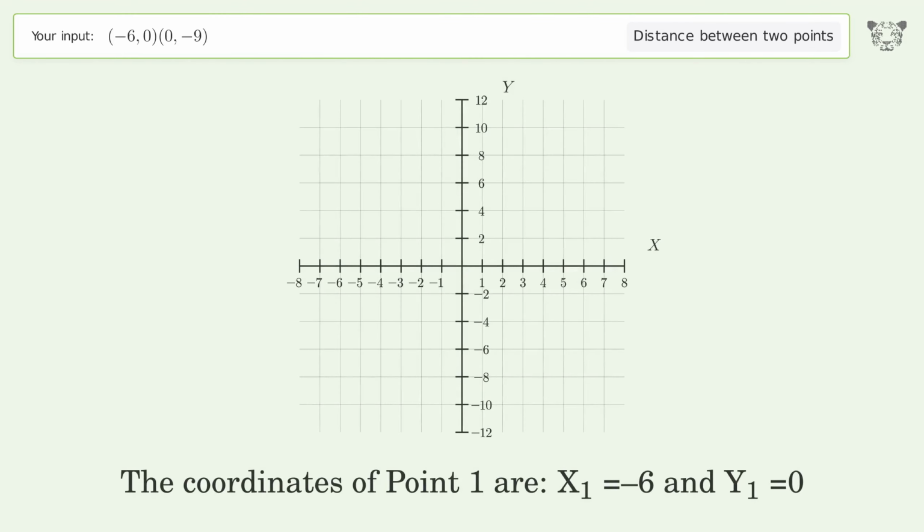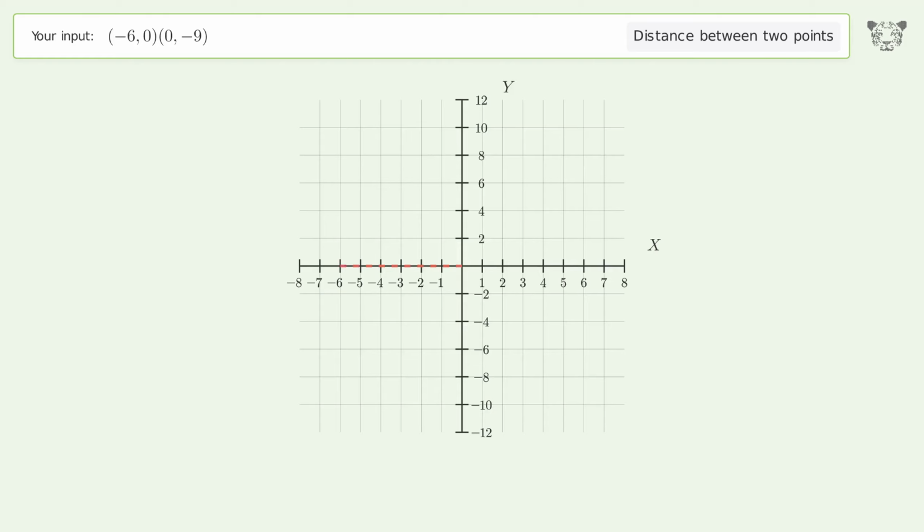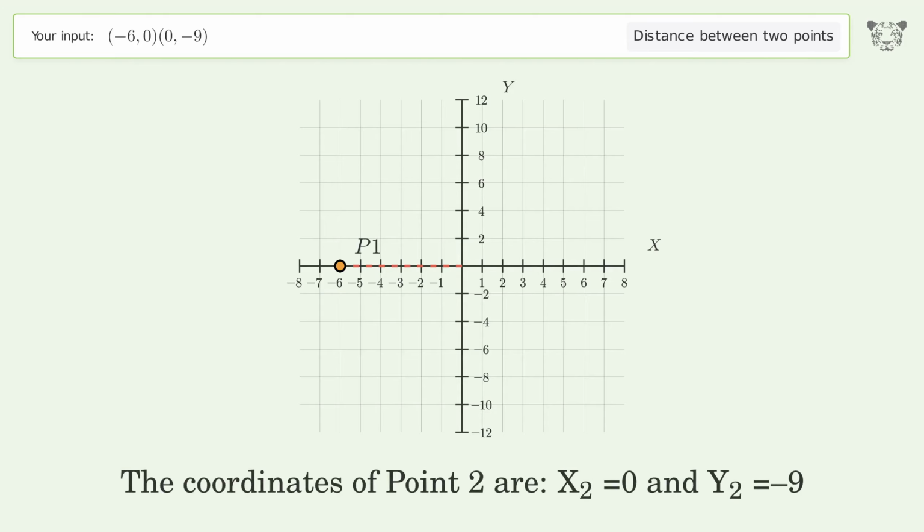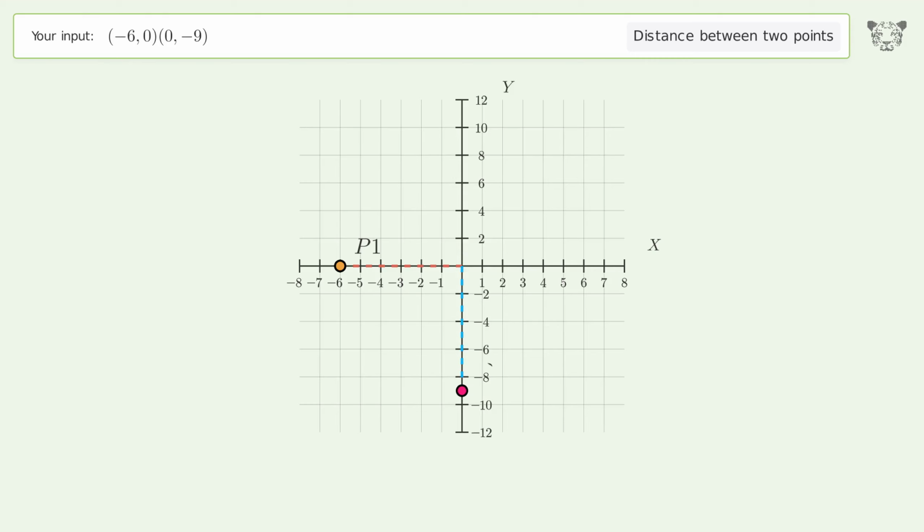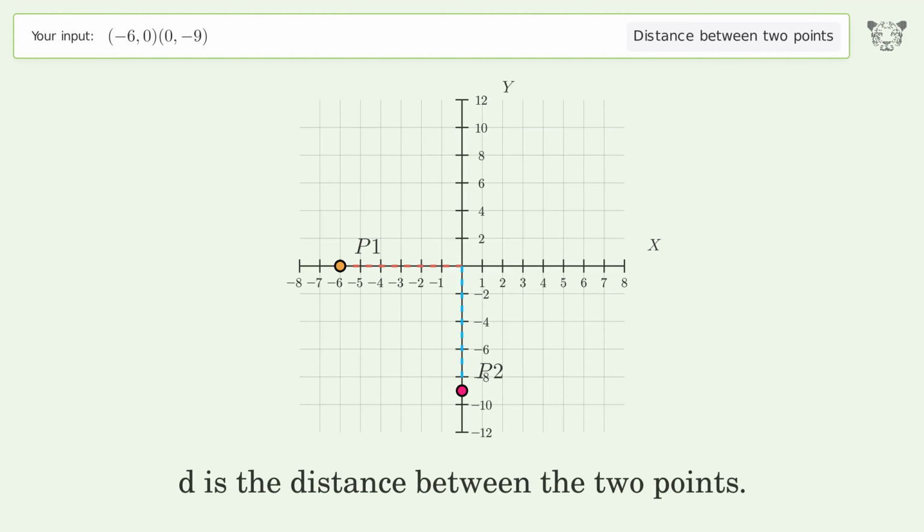The coordinates of point 1 are, x1 equals -6 and y1 equals 0. The coordinates of point 2 are, x2 equals 0 and y2 equals -9. D is the distance between the 2 points.